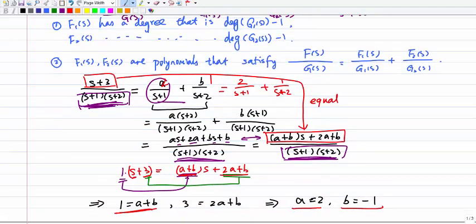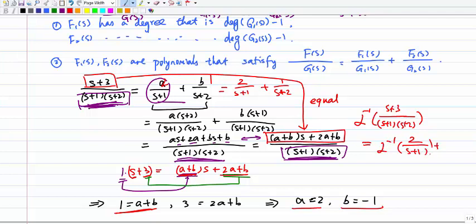Now let's say you want to figure out the inverse, L inverse of s plus 3 over s plus 1 times s plus 2, using the linear property I mentioned previously. So it's L inverse of 2 over s plus 1 plus L inverse of negative 1 over s plus 2.